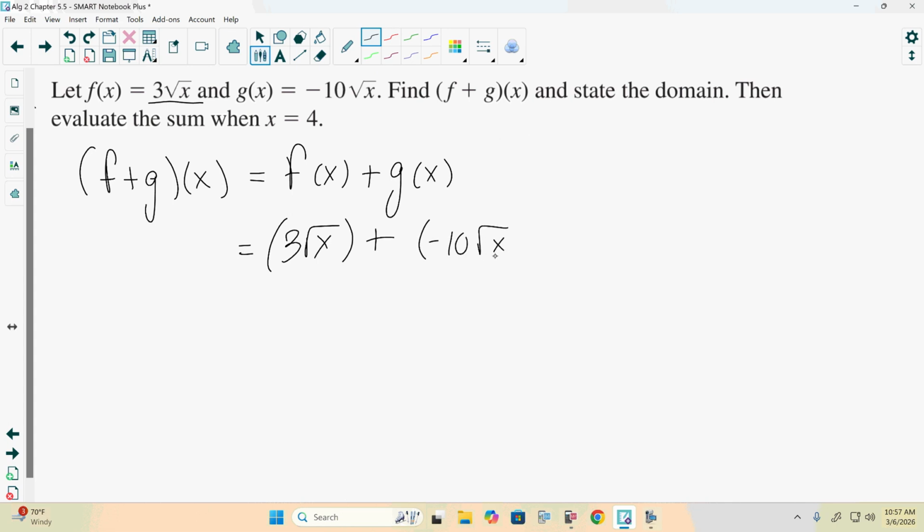So what we're doing here really, for f of x and g of x, is I'm replacing x in the function with x, which does nothing.